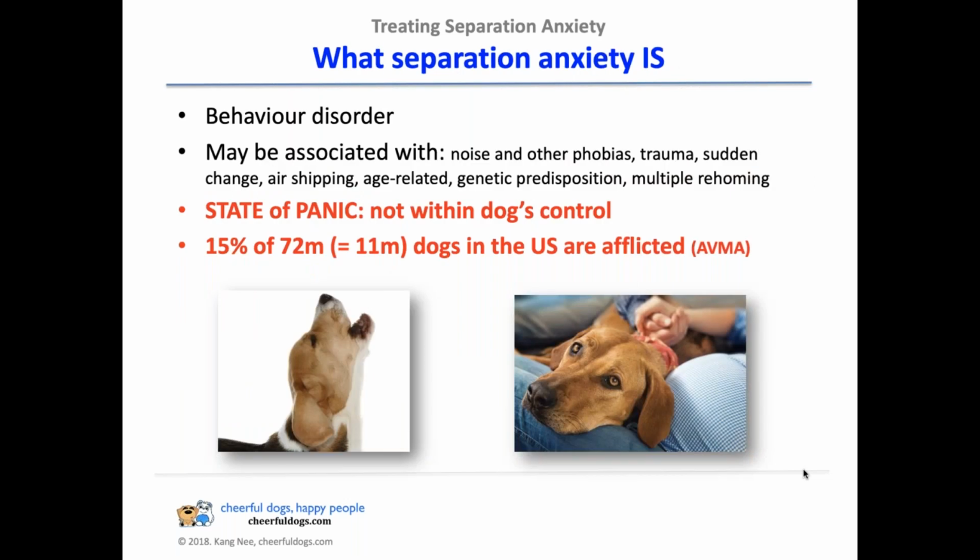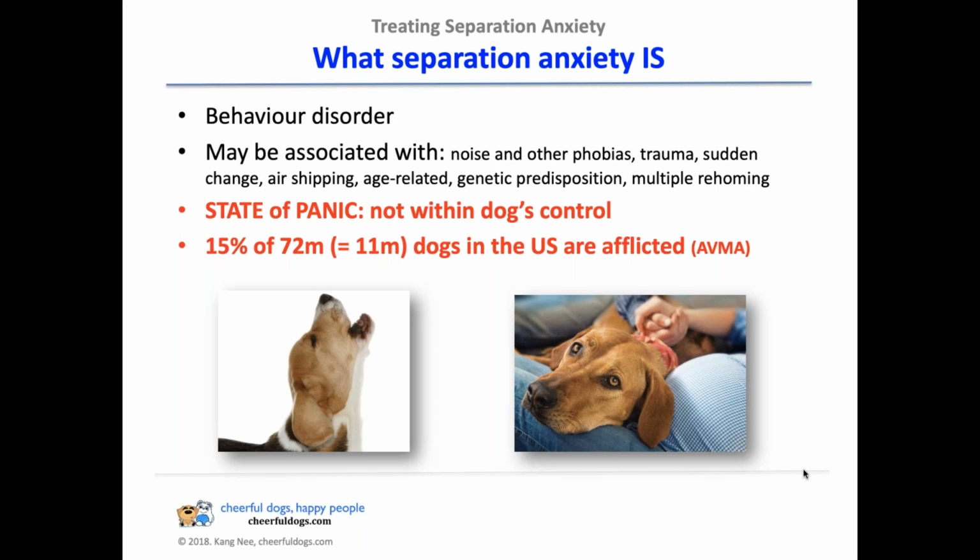So what then is separation anxiety? If it is indeed SA, it is a behavior disorder, very much like a lot of phobias that we see in people. Fear of water, fear of heights, fear of spiders, cockroaches, fear of going out into the open. And while these contributing factors are not the direct causes of separation anxiety, it may be associated with situations like noise and other phobias, a traumatic event, a sudden change like a new baby in the home, relocation, air shipping, puppies who are shipped in from overseas from the breeder to the pet parent.